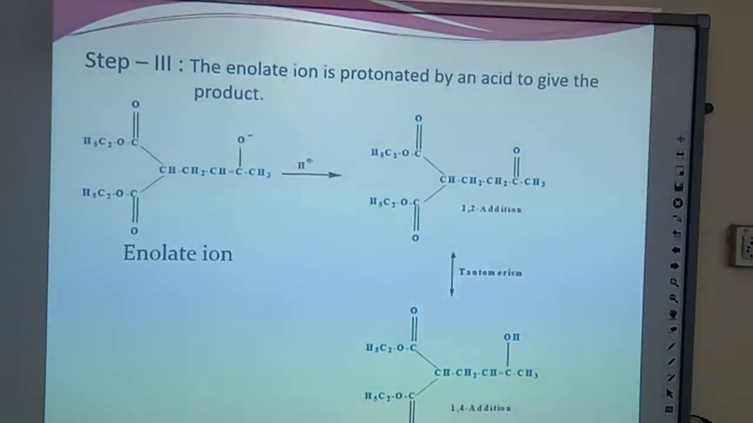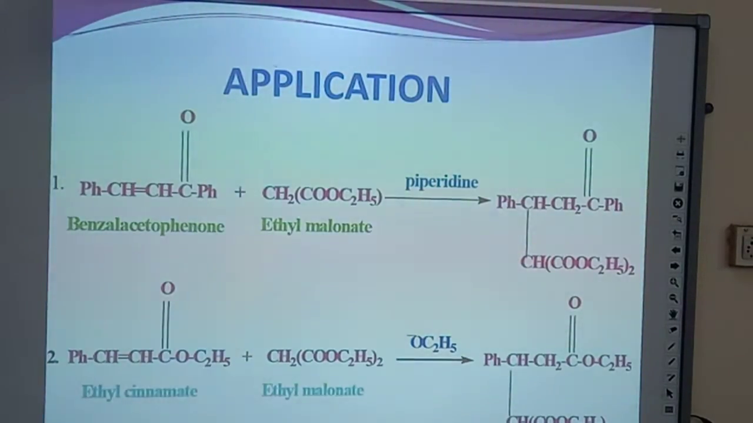Next, these are some applications of the Michael addition reaction. You can take a variety of alpha beta unsaturated carbonyl compounds, and again an n number of active methylene compounds you can take. You can have a variety of bases, mostly piperidine, ethoxide and so forth, and you will be getting the 1,2 addition product in a simple way. So in the first, benzyl acetophenone is the reactant. In the second case, ethyl cinnamate is the reactant.